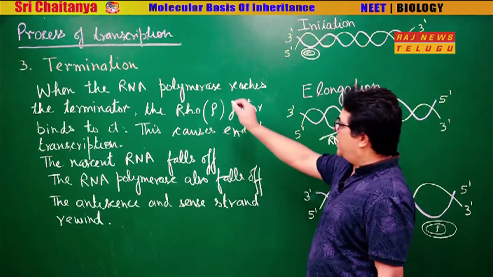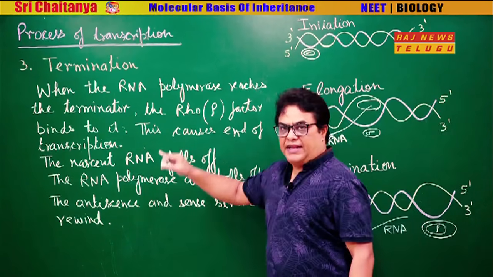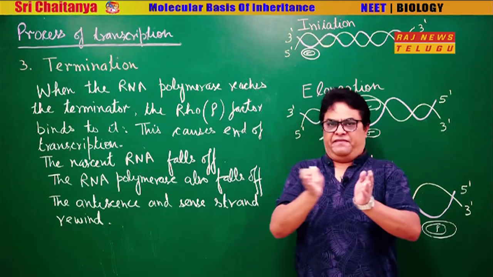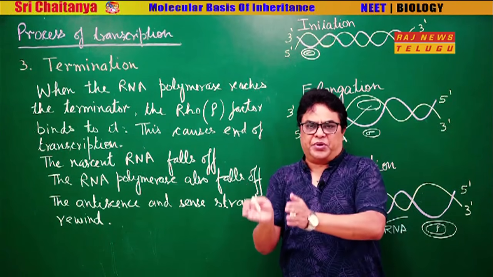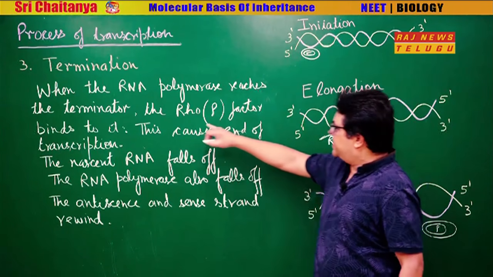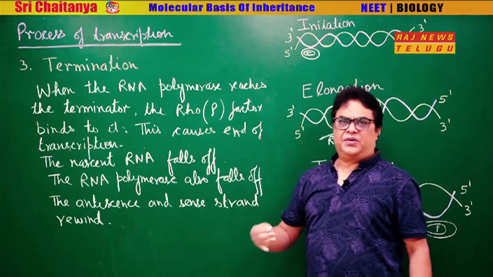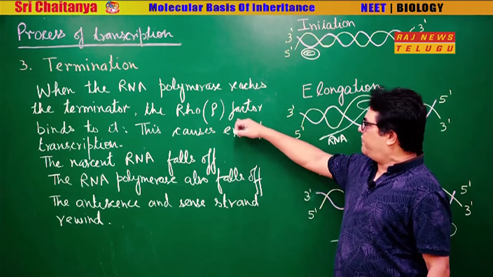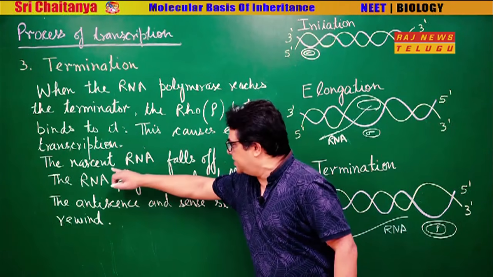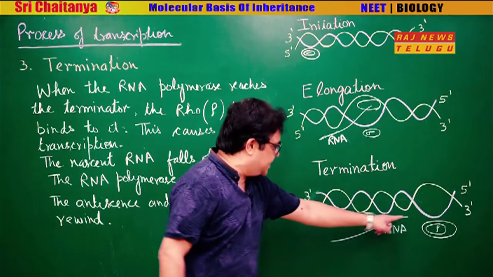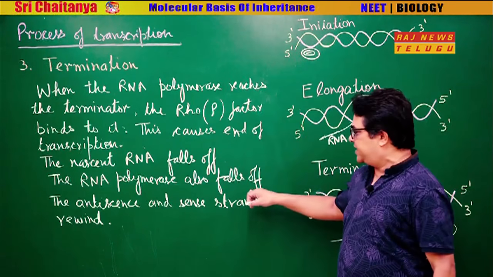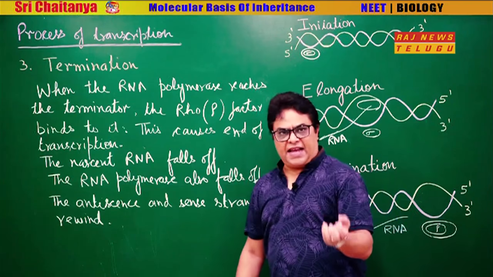Now, we come to the last step of termination, and this takes place when the RNA polymerase reaches the terminator. Remember, we talked about the transcription unit: promoter, structural gene and terminator. So, when the RNA polymerase enzyme reaches the terminator, another factor, the termination factor or Rho factor, binds to it, and due to this it causes the end of the transcription. The newly formed or nascent RNA, as you can see here, dissociates, and after that even the enzyme itself dissociates.